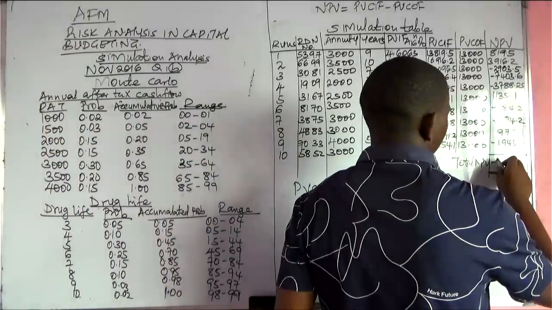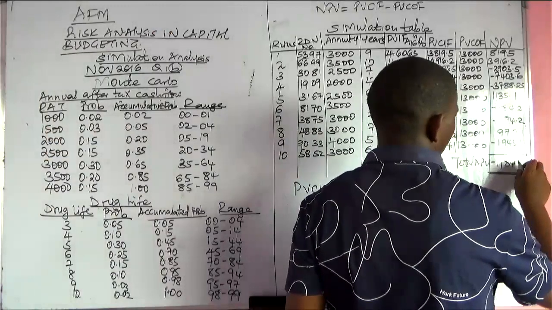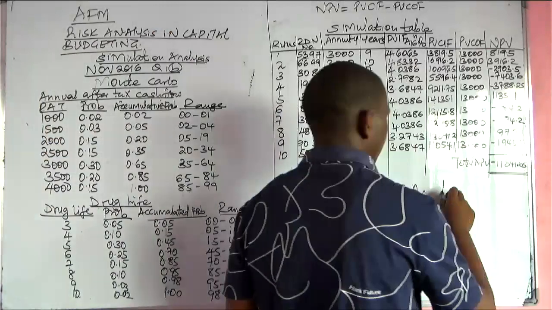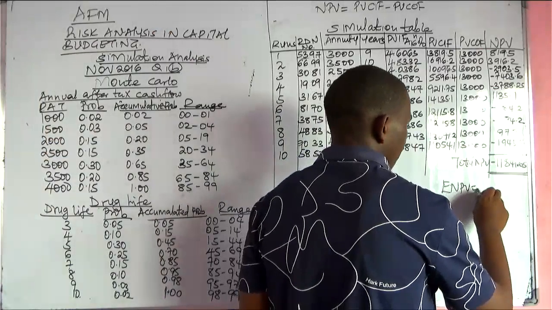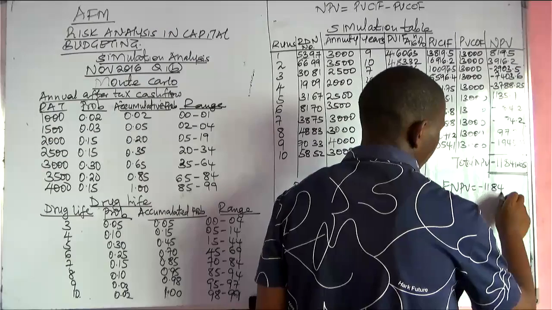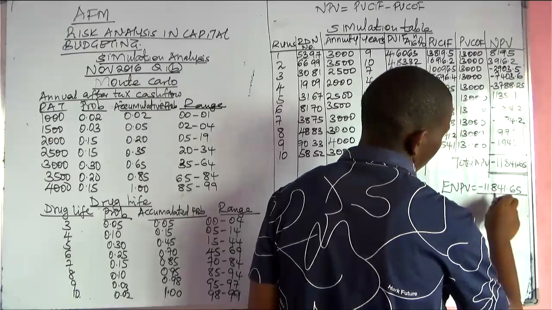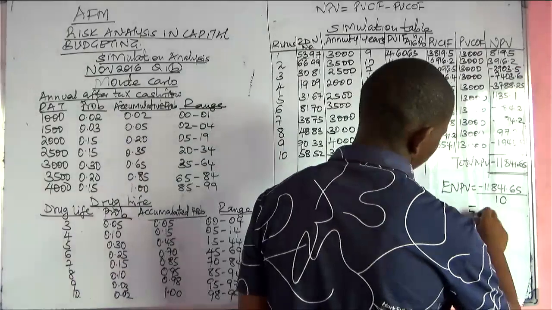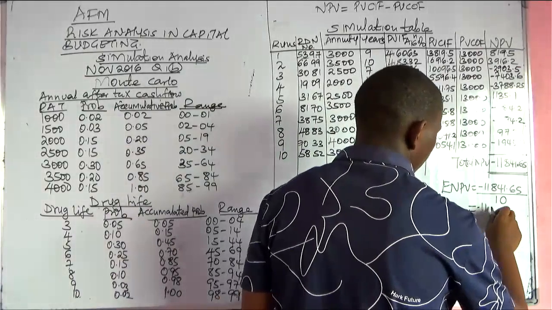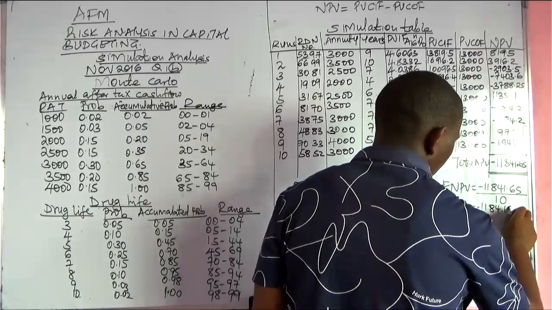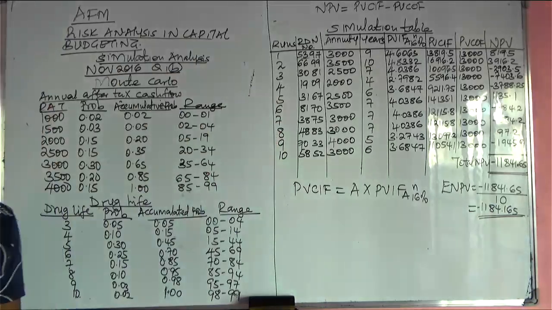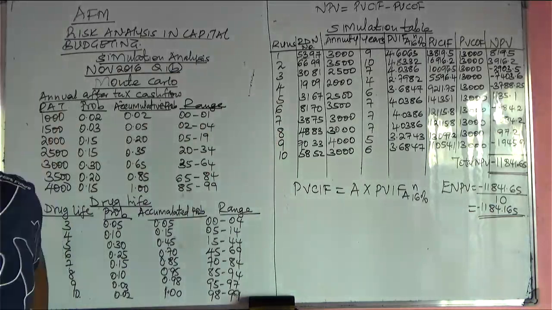Negative 11,841.65. So our expected NPV will just be this negative 11,841.65. You have gone how many runs? You just divide by the number of runs, which in this case will be negative 184.165. And that is our expected NPV. I think that is what you are required to look for. And that is how you were to do that question.